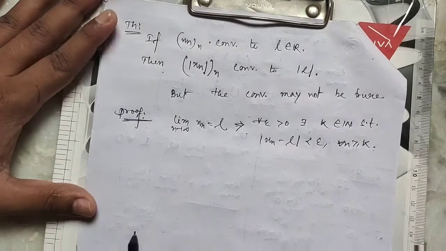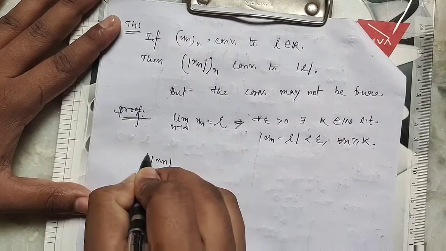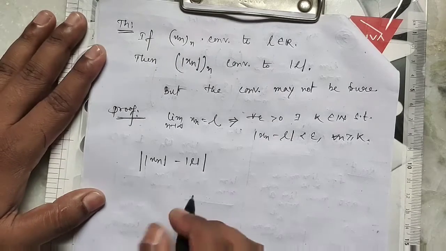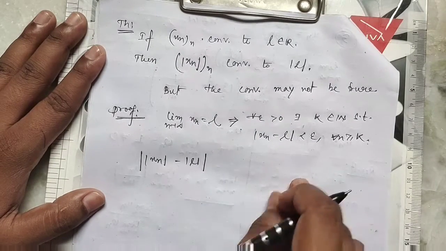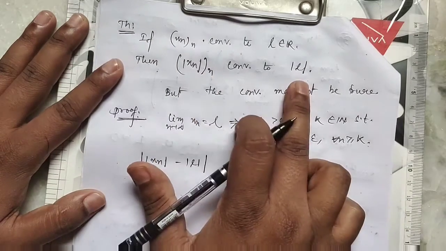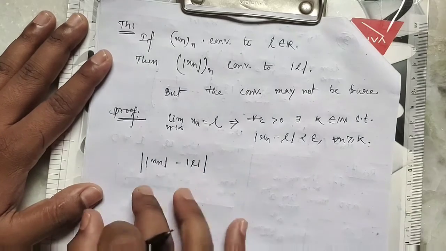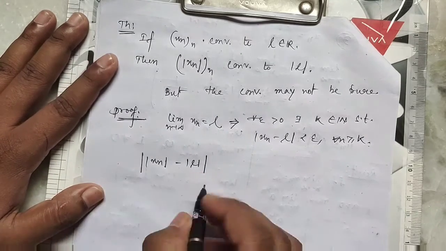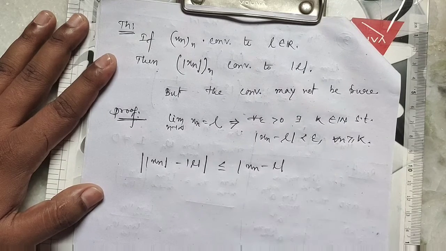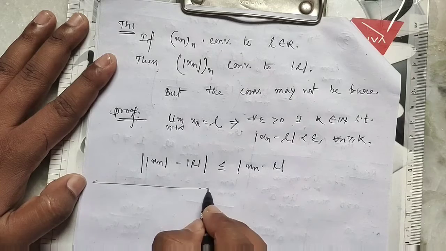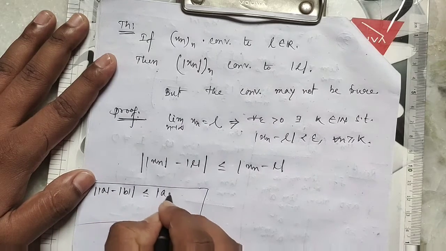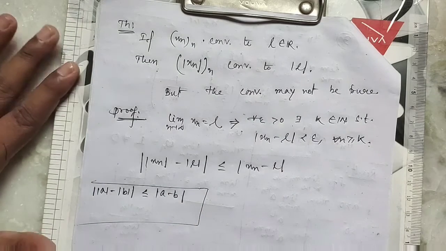Okay, so now we have to prove mod xn minus mod L. Okay, mod xn minus mod L. So if this is less than epsilon for all n greater than or equal to some k, we say that mod of xn converges to mod L. Okay, so we start with mod of xn minus mod L whole mod. So this is less than or equal to mod of xn minus L. Okay, because we have the result mod of mod a minus mod b is less than or equal to mod of a minus b. Okay, this is the result.